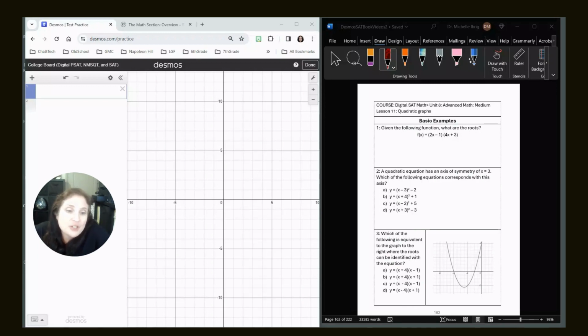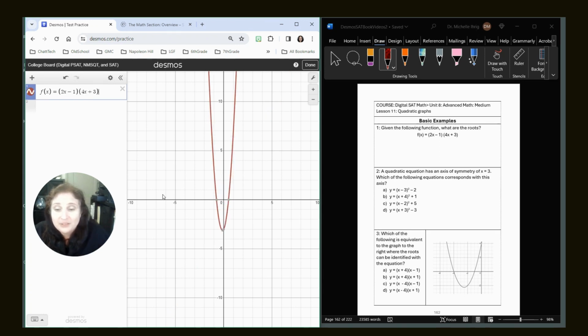Given the following functions, what are the roots? This is really a simple question. This is like an Algebra 1 question. We just type it in, okay? The old way to do it would be to set each one of those binomials equal to 0, and then solve. Here, we get the answers.